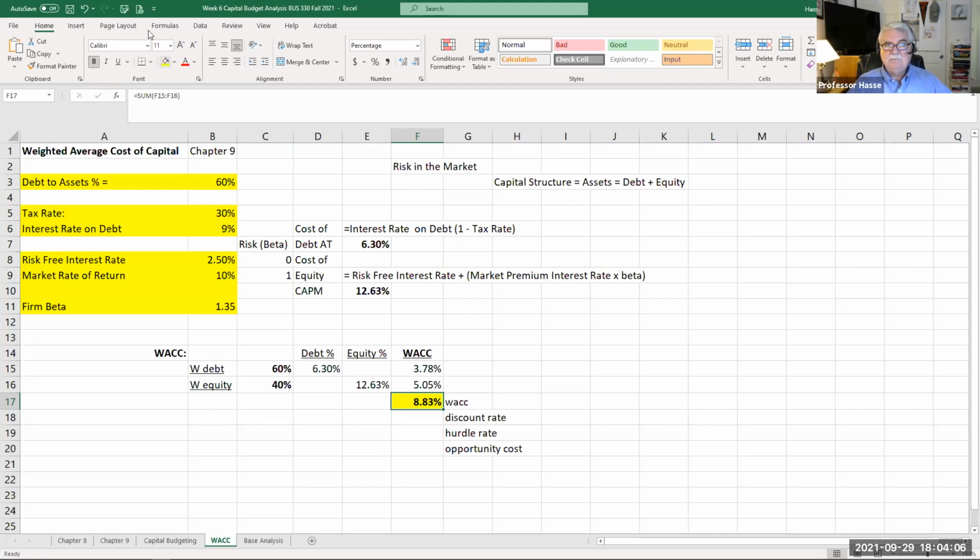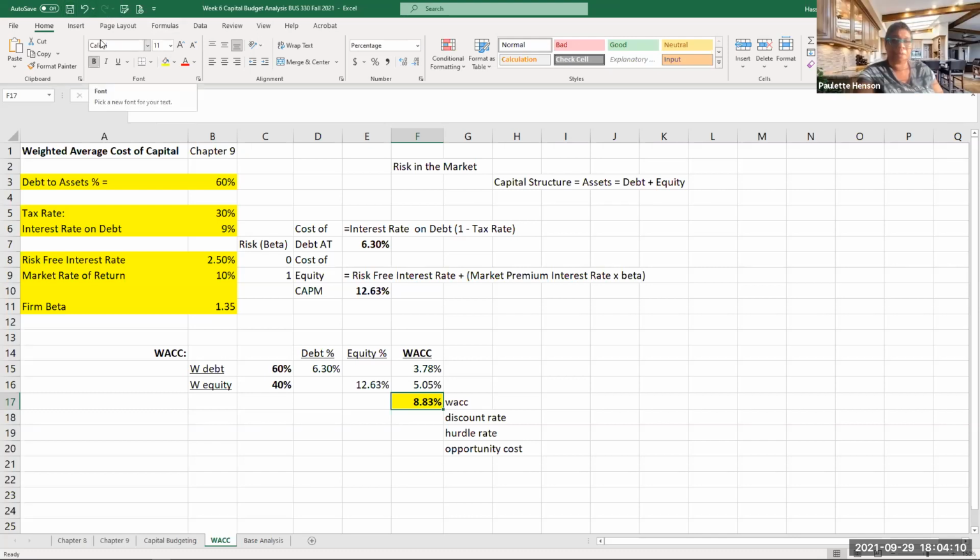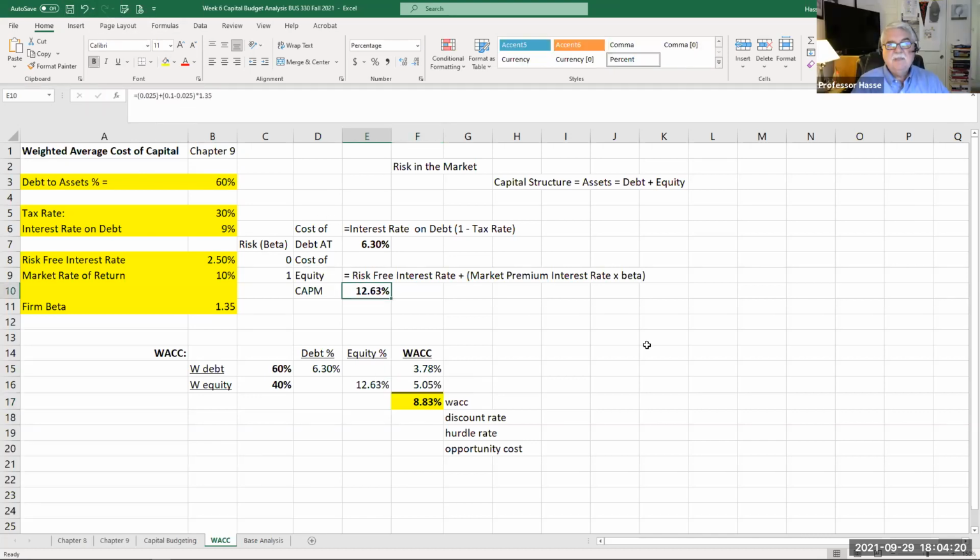Paulette, question. Can I see the formula again, not the weighted average, the 12.63%? There it is right there. It's the risk-free rate plus the market premium times the beta of the company.